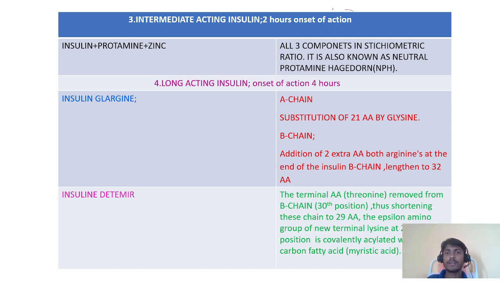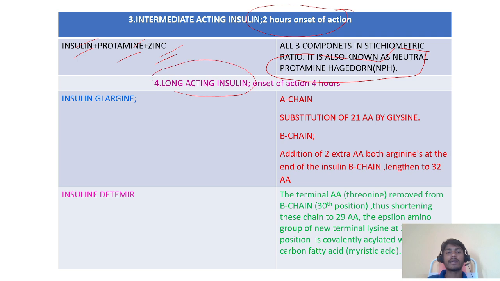See, onset of action is 2 hours. Example is insulin, protamine, zinc. See, all these three components are in a stoichiometric ratio. This we can also call neutral protamine hagedorn. Okay, neutral protamine hagedorn, that is a combination of insulin, protamine and zinc.